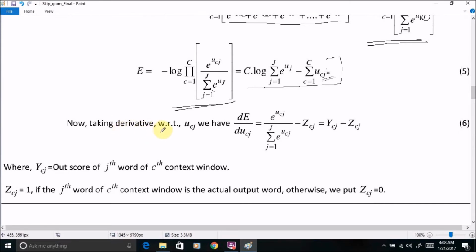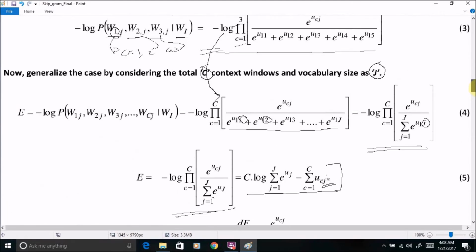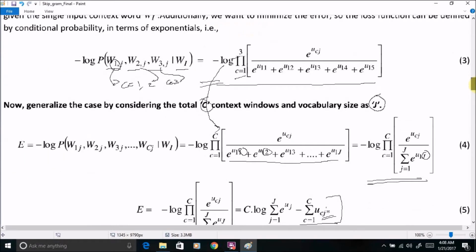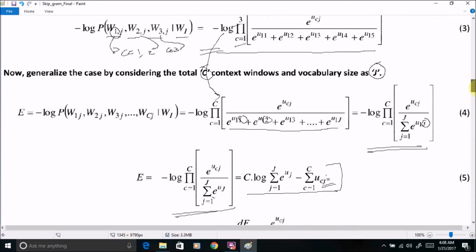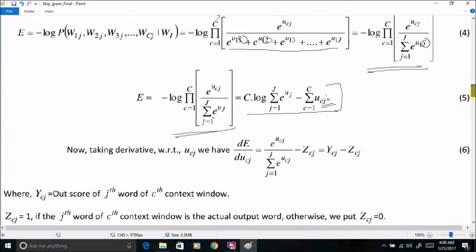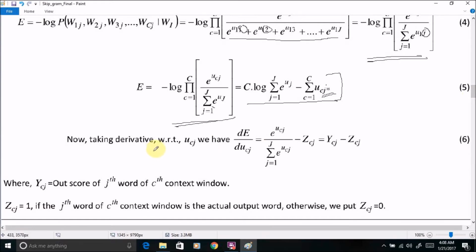Now the main aim behind the error calculation is to apply backpropagation by using gradients. So let us start with some derivatives. It starts with the derivative with respect to UCJ. When we take the derivatives, it can be simplified. These derivatives are very simple. Just take the derivative of dE, this part, with respect to UCJ. This is very simple log-based derivation.